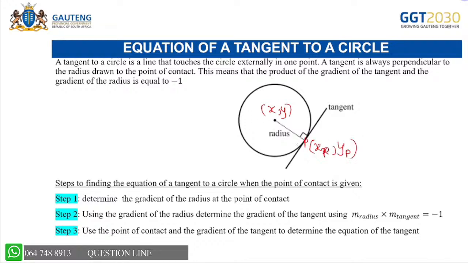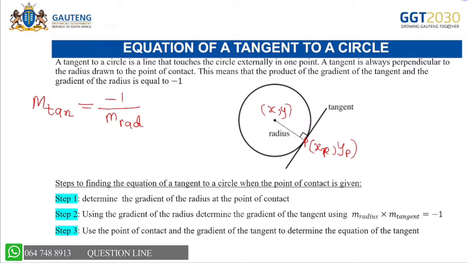So you work out the gradient of that particular radius. After that, you use the property that the gradient of the radius times the gradient of the tangent is -1. That would then give you the gradient of the tangent, which means that the gradient of the tangent in this case would be -1 divided by the gradient of the radius.